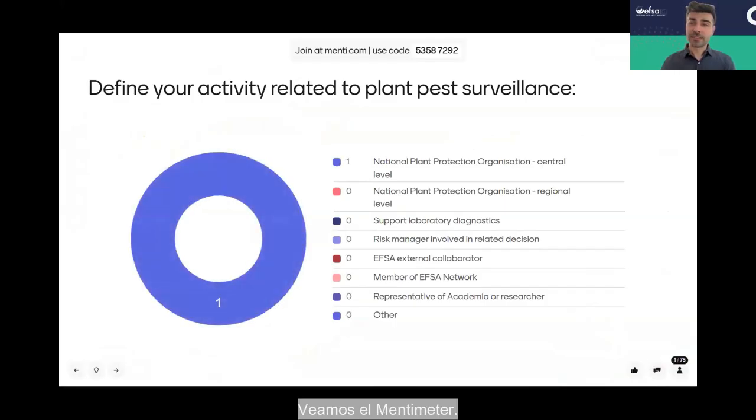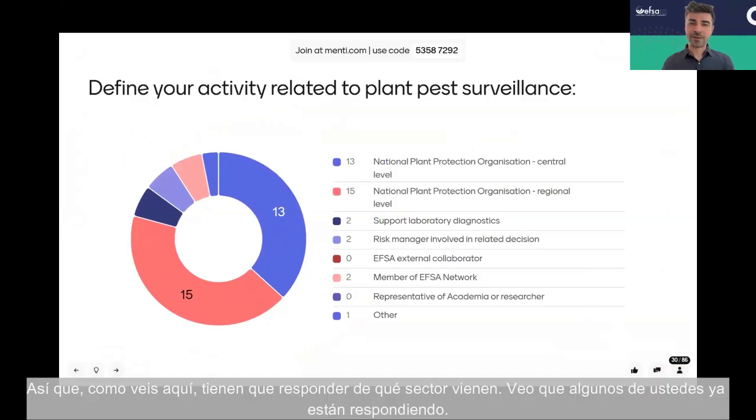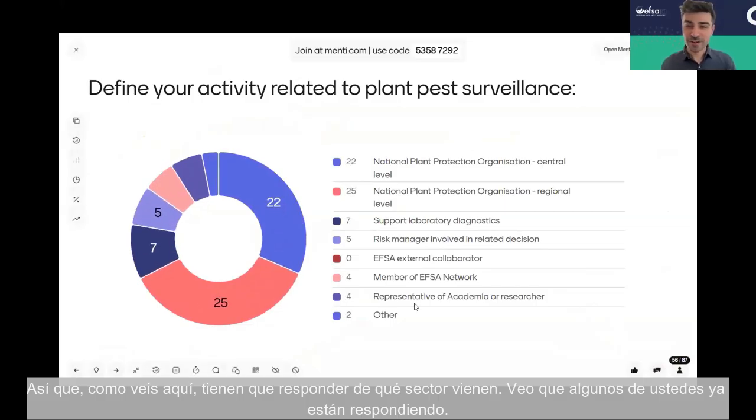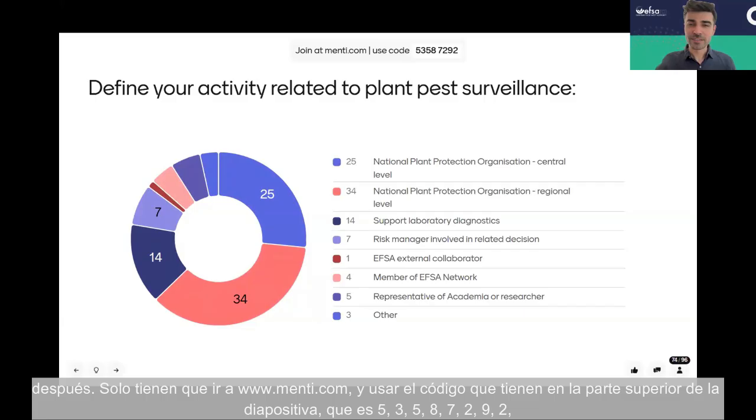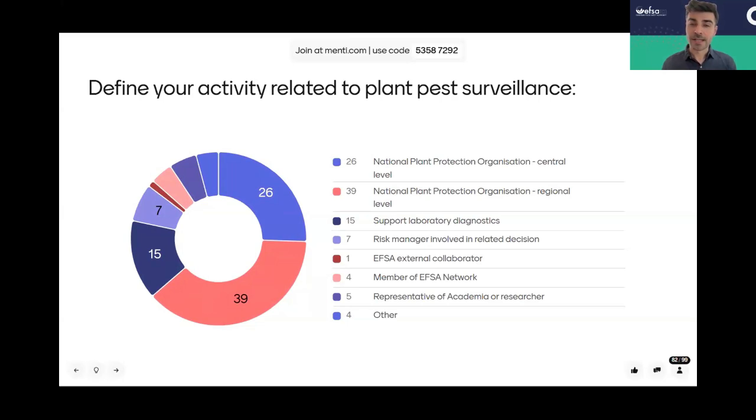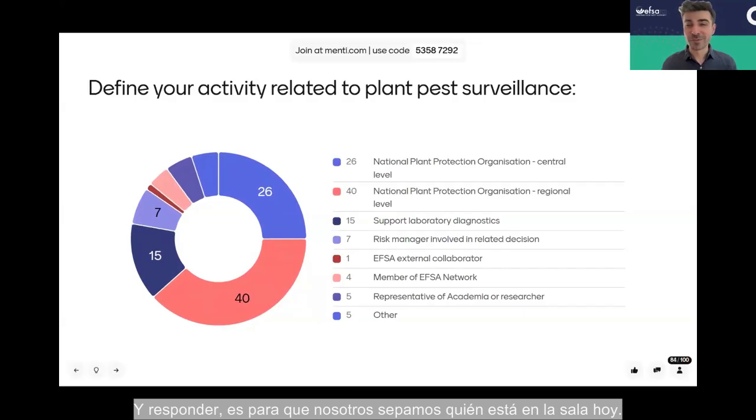Let's see if the Mentimeter works. Okay, sorry, I wasn't seeing it. So as you see there, you have to answer which background you come from. I see some of you are already answering. For those that came later on, you just have to go to www.menti.com and use the code that you have in the upper side, which is 53587292, and just answer for us to know who is in the room today.